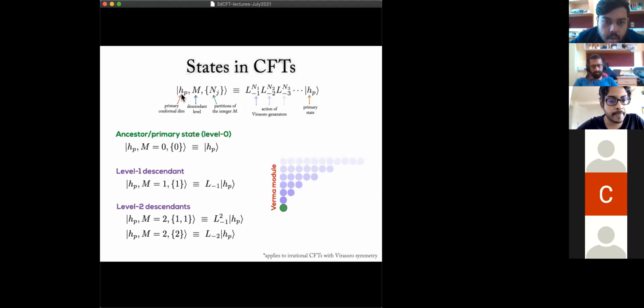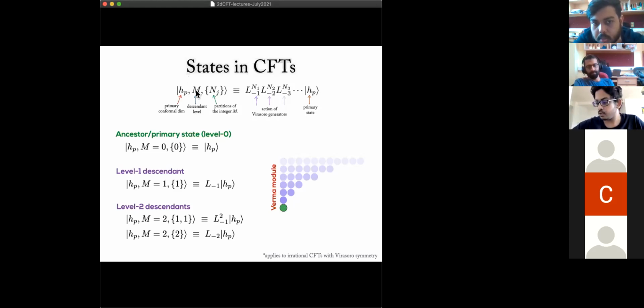So a generic state in a 2D CFT, you can write it in this way. This has got 3 labels. The first label is that of the primary operator, where it comes from. So that's the primary. And then it's the descendant level, so which level it is. What is the additional energy by which you have excited the state? This is the descendant level. And there is another label, which corresponds to the integer partitions of this descendant level.